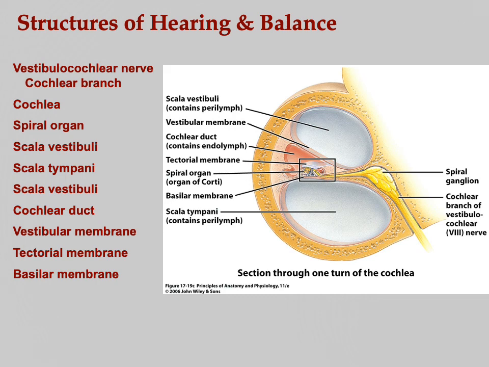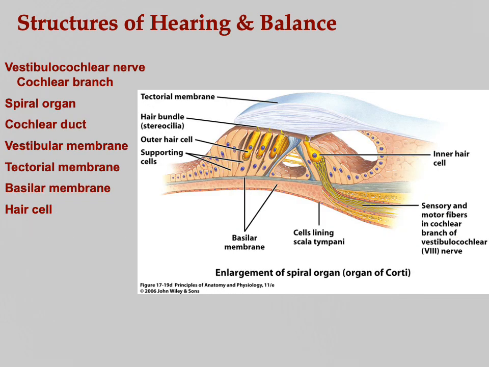Okay, so take a look here. We're now zooming in. We see the scala vestibuli, we see the scala tympani, all right? And then in the cochlear duct, we see a little complex machine there, surrounded by that black rectangle. That used to be called the organ of Corti. It's now called the spiral organ. And that's really where hearing takes place. So let's zoom in on that right now. Here we go. Zoom, we're there.